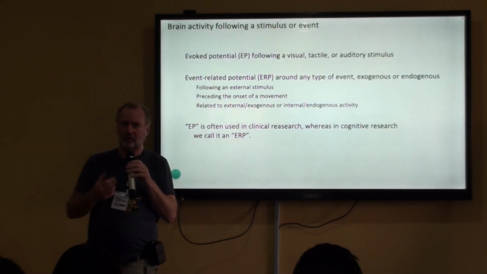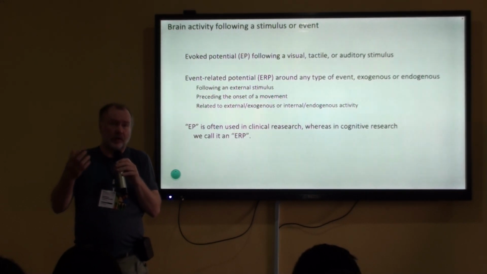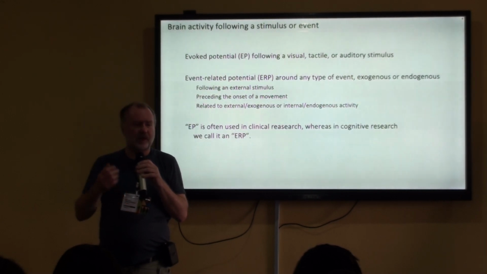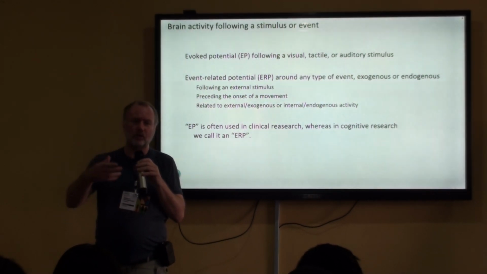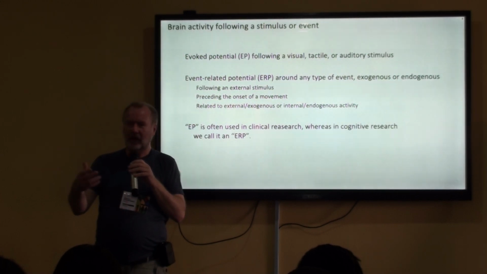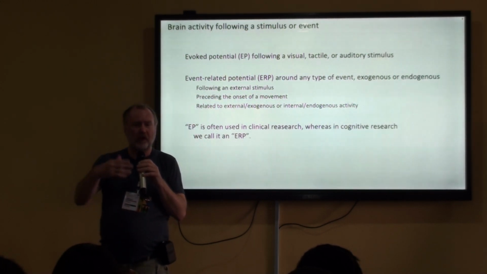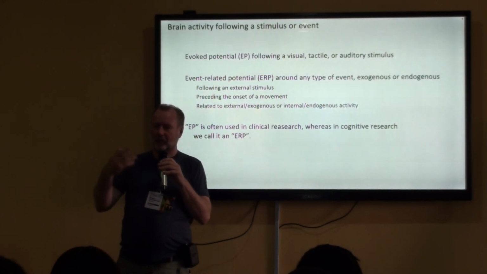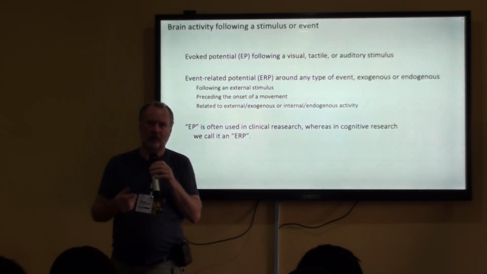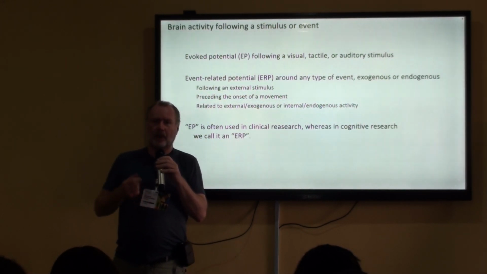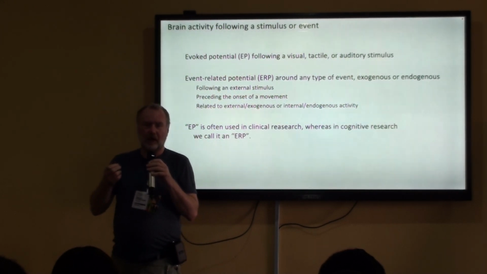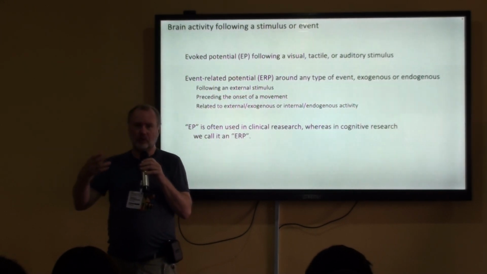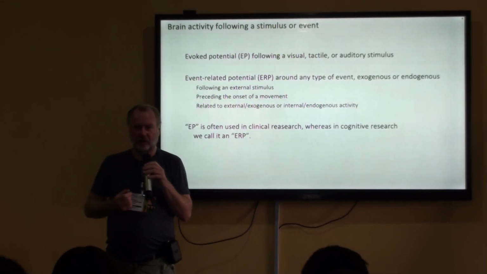Whereas an event-related potential can follow an external stimulus, but it can also precede something that is happening. So for example, prior to you making a movement, the brain is already active in planning the execution of the movement. So prior to movement onset, we have an event-related potential, which is called the lateralized readiness potential. Event-related potentials can be related to external or exogenous, but also to internal or endogenous activity.